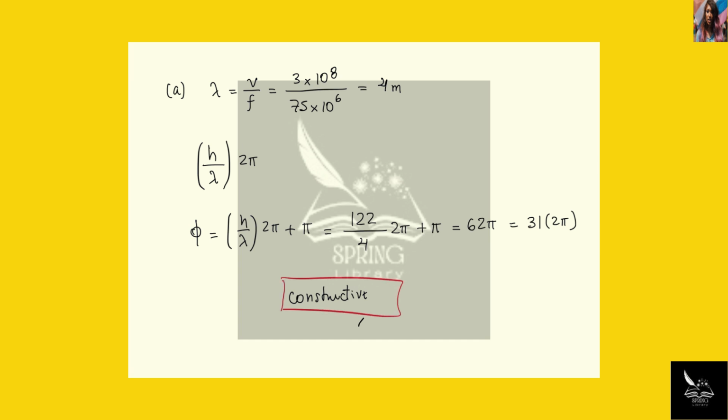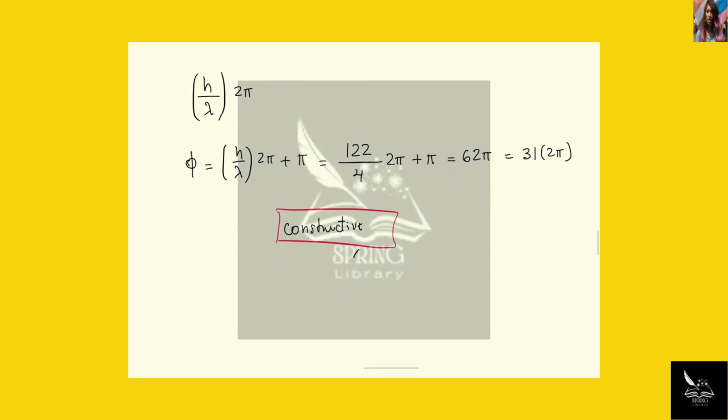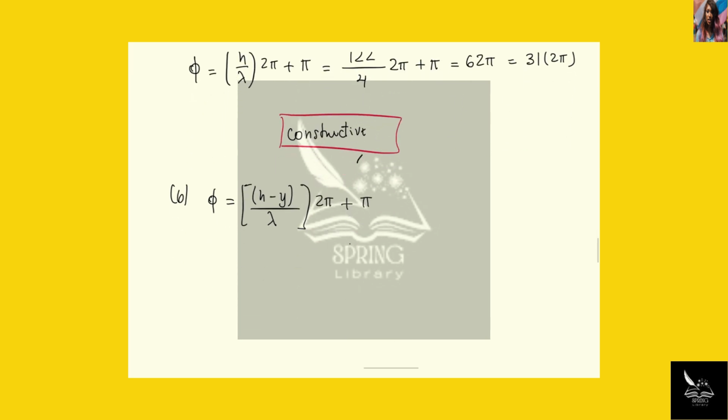The interference is constructive. Now, for part B of this problem, the question is about what kind of interference will occur if the plane is 22 meters closer to the receiver. Now, when the plane is 22 meters closer to the receiver, the phase difference is as follows. So now phi is equal to h minus y, this divided by the wavelength, and this times 2 times pi, and this plus pi.